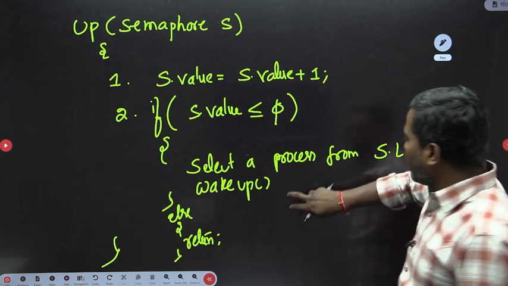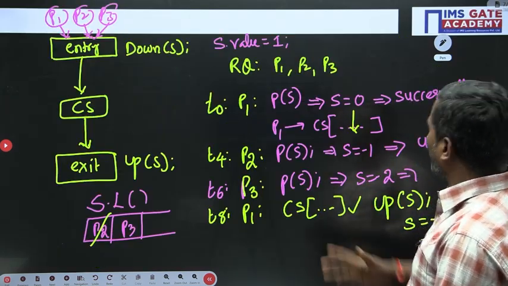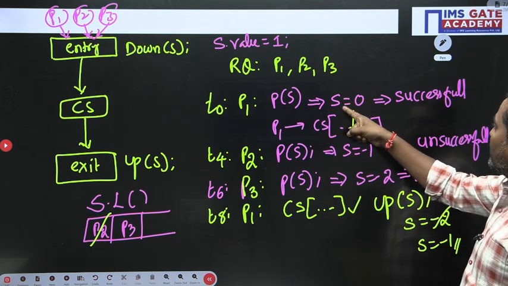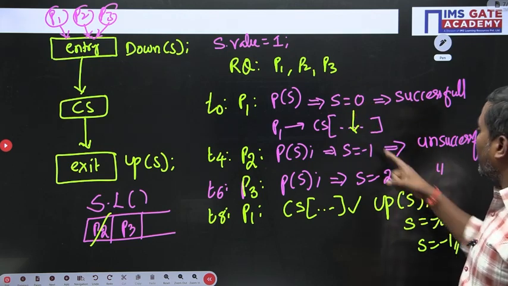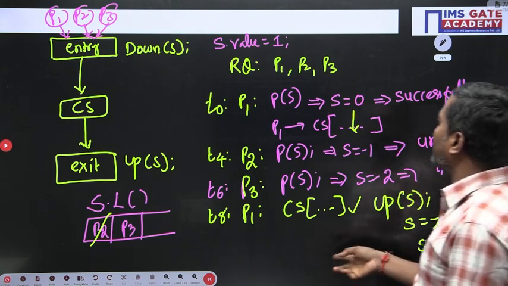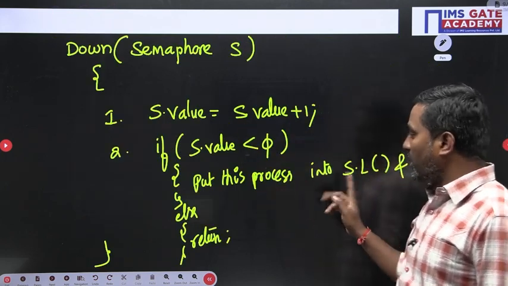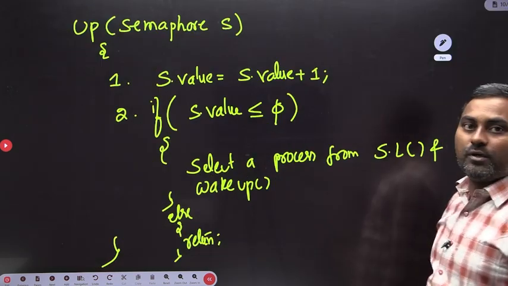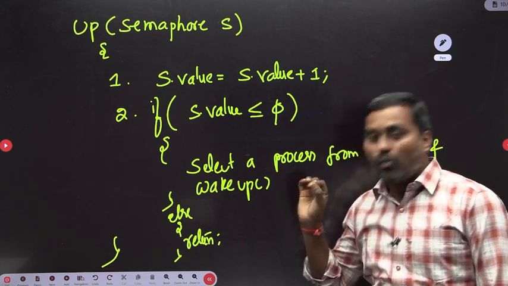So based on the observations of this down and up function, you can see first I decremented, how do I say successful? If this value is still positive, then we say successful. If it is negative, unsuccessful. We did the comparison, right? S dot value less than 0, then you block it, otherwise you return it. This is the down operation and this is the up operation, which comes for what? The counting semaphore. This comes for counting semaphore.